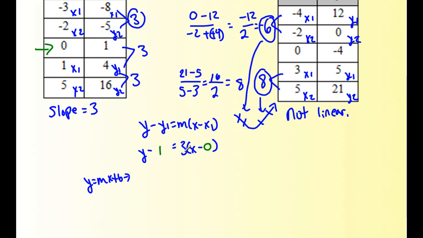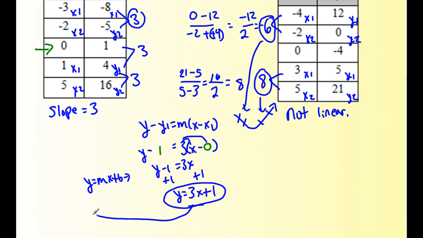So let's see. We've got to get rid of those parentheses. So we distribute 3x and 3 times 0 is just 0. So I don't need that. And then to get this y by itself, if we add 1 to both sides, y equals 3x plus 1. This is slope-intercept form. So right there is my slope, and right there is my y-intercept. So the slope is 3, and the y-intercept is 1.